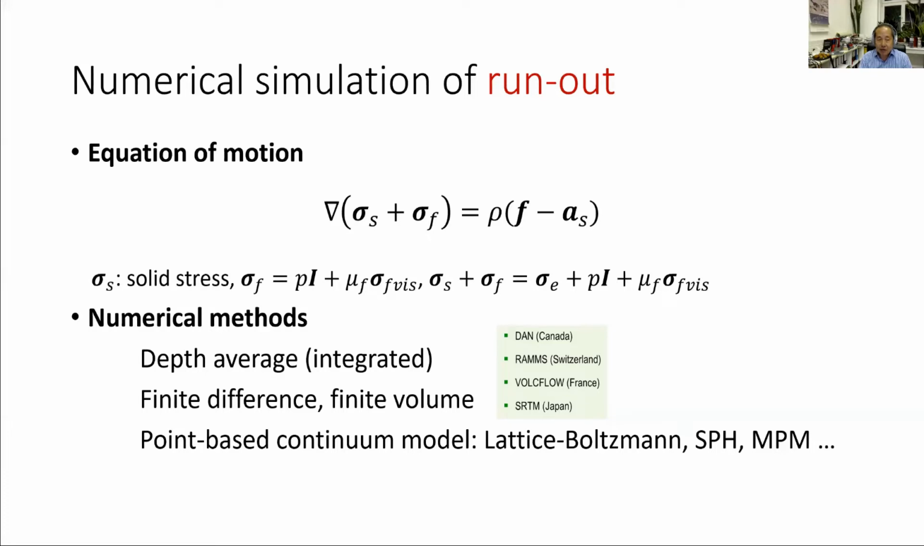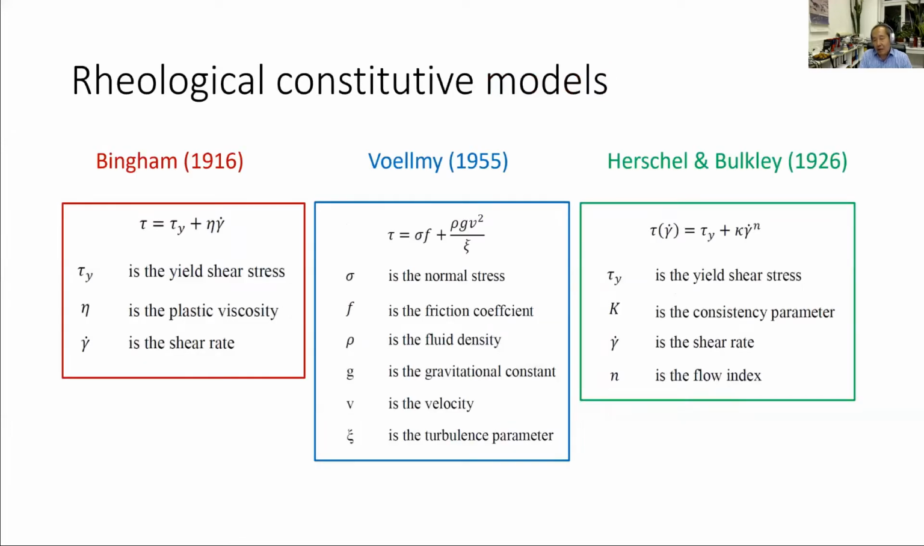And now, if I look at constitutive models treating solid and fluid as an entity, we end up with these models, which are very widely used in the computer codes I'm talking about, right? And they all use one of these three models, or even all of them. Starting from the Bingham model, proposed by Bingham in 1916. And the other two models are the Voellmy model in 1955 and the Herschel-Bulkley model in 1922, right?